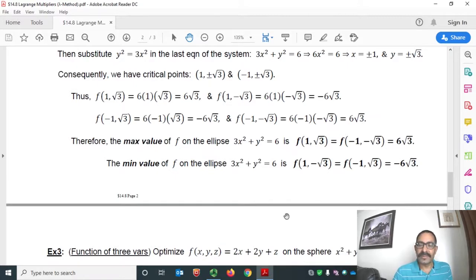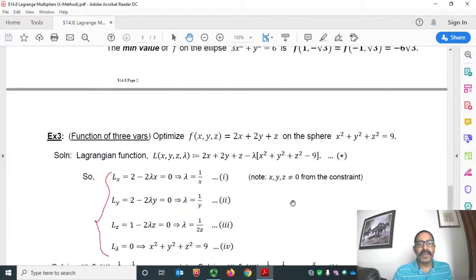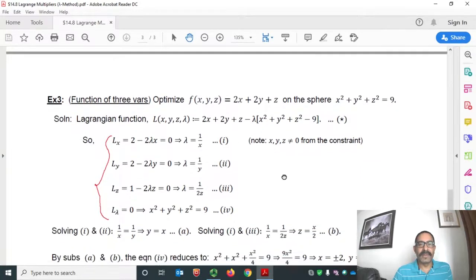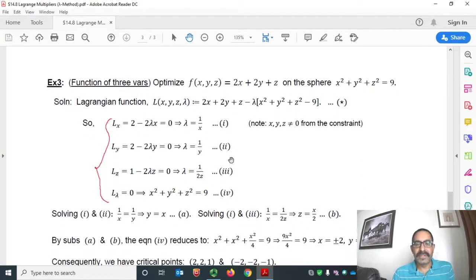Great. Let's move on. Let's do a function of 3 variables. Example 3: optimize the function of 3 variables, which is 2x plus 2y plus 2z, on the sphere x square plus y square plus z square equals 9. By the way, this is also a level surface. So thus begin the solutions.